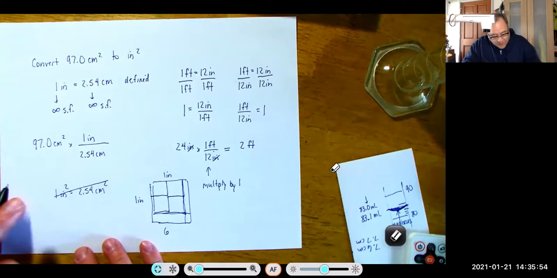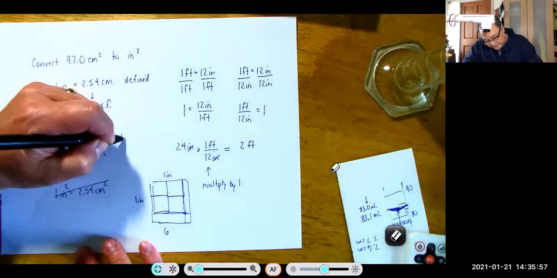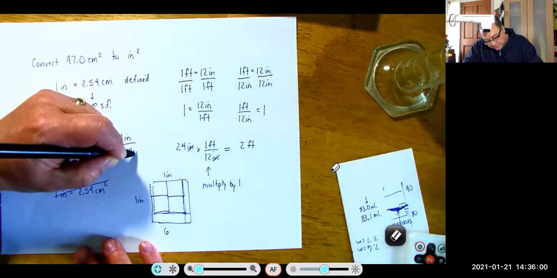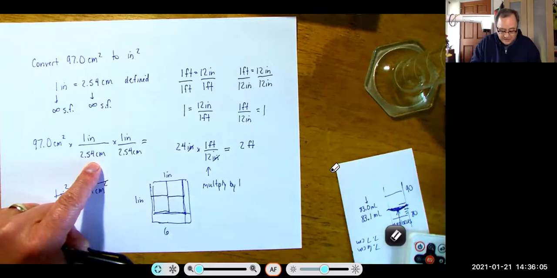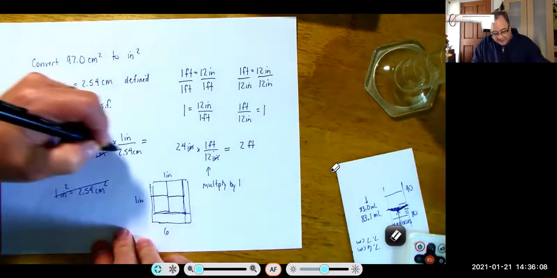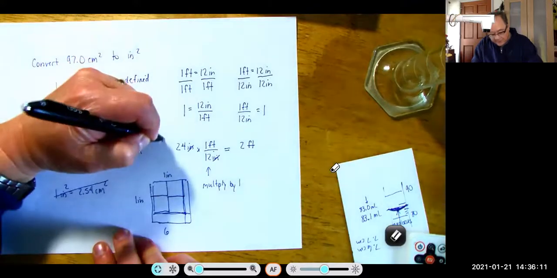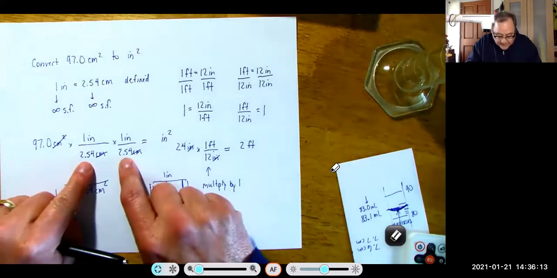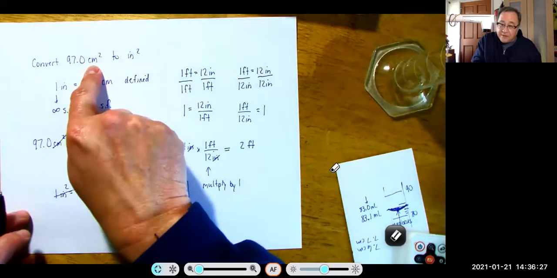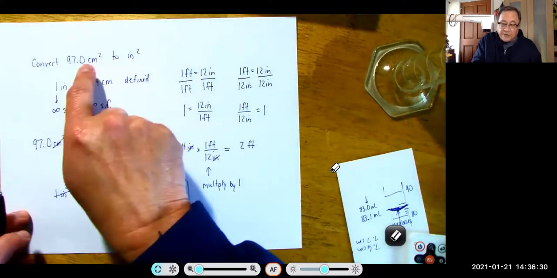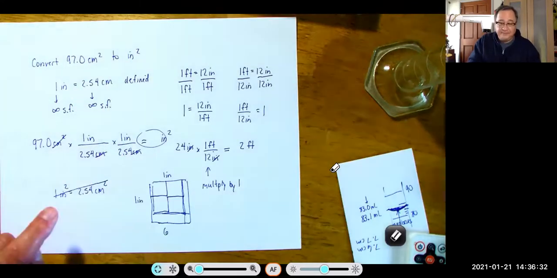So what's my workaround here? I multiply by 1 twice. This centimeter and this centimeter cancel with these two. You get inches squared. Since these have infinite sig figs and this has 3, how many significant figures are we allowed? 3. So I'll leave that for you to fill in, but that's how you convert when you have area to another type of area. How would you convert volume to another type of volume? And the answer is you do this 3 times. Okay, that's it.